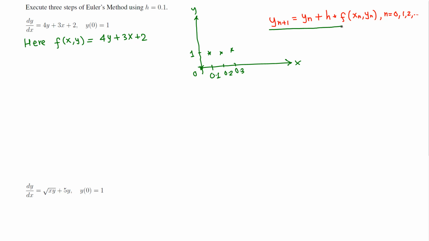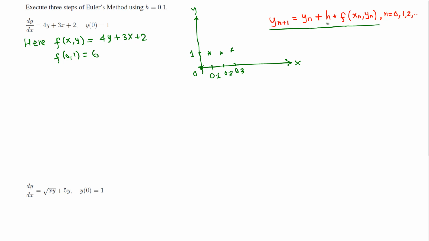So here is the formula. The next y point is equal to yn, the previous y point, plus h, the step size, so we are going by 0.1, times the slope. dy over dx is the function, that's the slope at the previous point. So first we need to find the slope at the previous point. We know the very first point, 0, 1. So let's evaluate f at 0, 1. Plug in x equals 0, y equals 1. So 4 plus 2, 6.